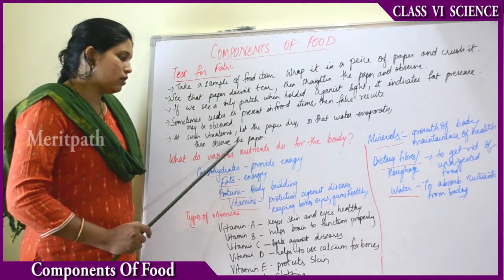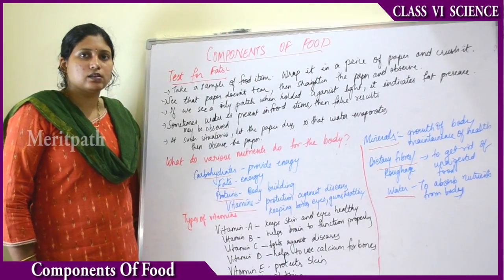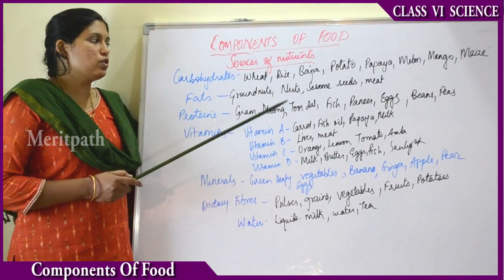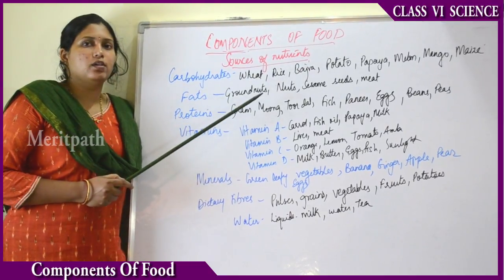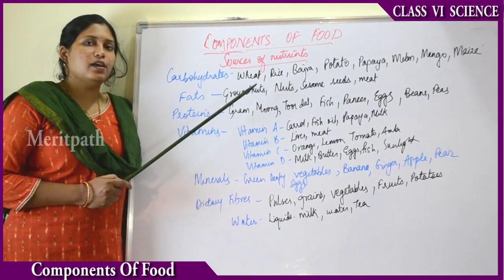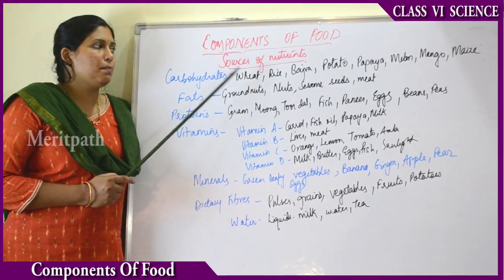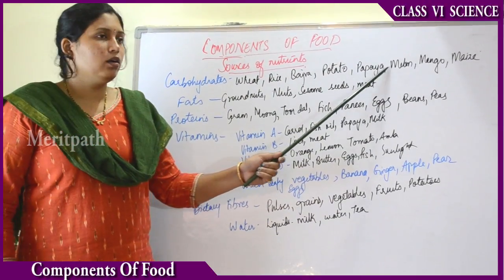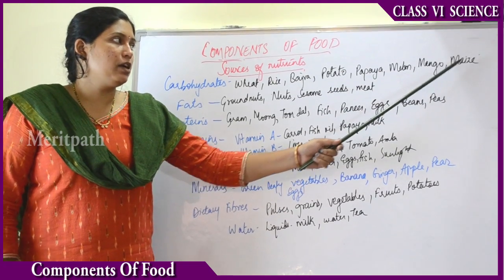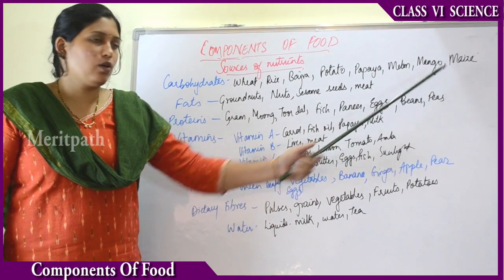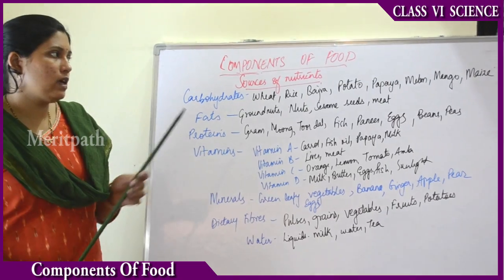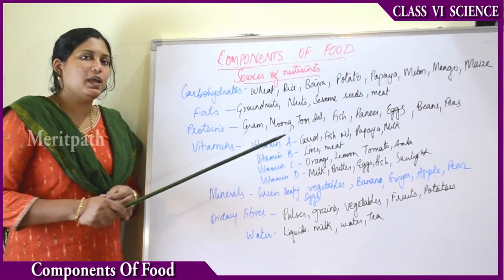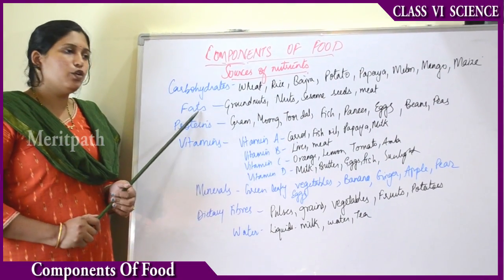Now we will see what are the sources of all these nutrients. So what are the sources of the nutrients till now we have read. The sources of carbohydrates are wheat, rice, bajra, all the grains especially, potato, papaya, melons, mangoes and maize. Maize is also known as the corn. So as I mentioned, cornstarch also contains carbohydrates. So maize is corn.